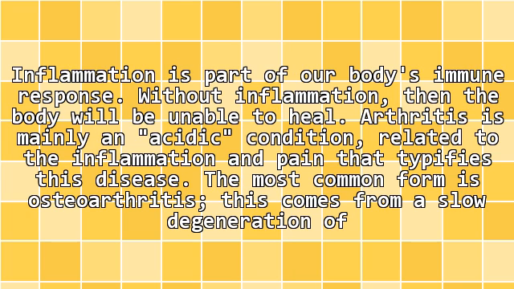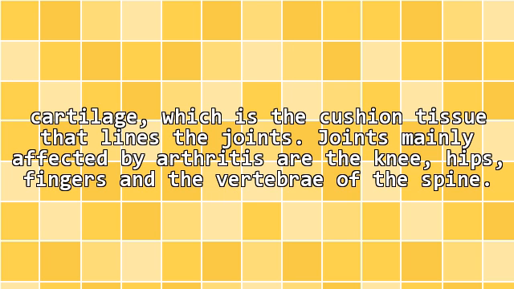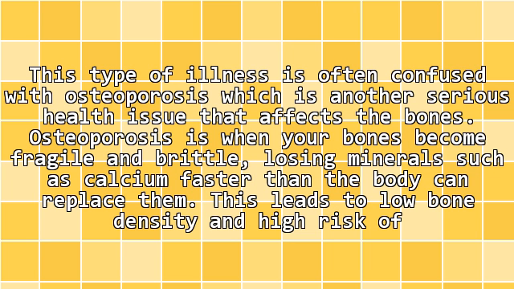This comes from a slow degeneration of cartilage, which is the cushion tissue that lines the joints. Joints mainly affected by arthritis are the knee, hips, fingers, and the vertebrae of the spine. This type of illness is often confused with osteoporosis, which is another serious health issue that affects the bones.